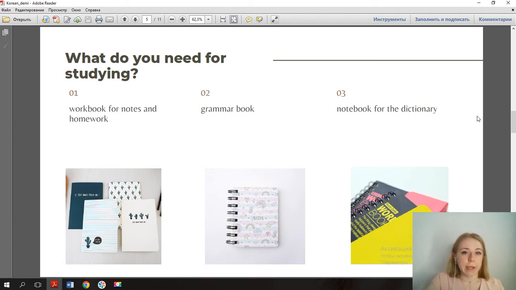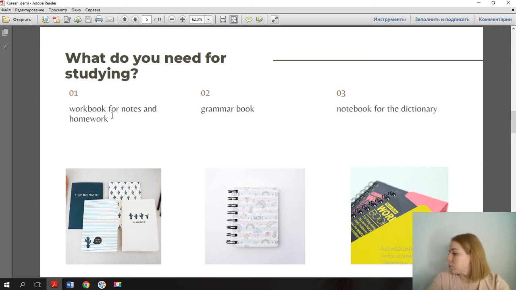About what you need for studying. It's really important, and it's more like the beginning of the psychological aspect. Why do you need it and what do you need? There are three things: a workbook for notes and homework, a grammar book, and a notebook for the dictionary. It's compulsory, and there are three things that you have to get. Workbook for notes and homework. It's a big notebook where you will do your home tasks and your homework.